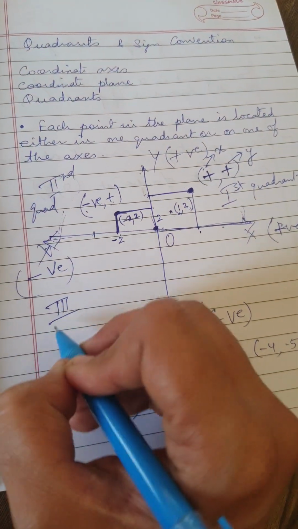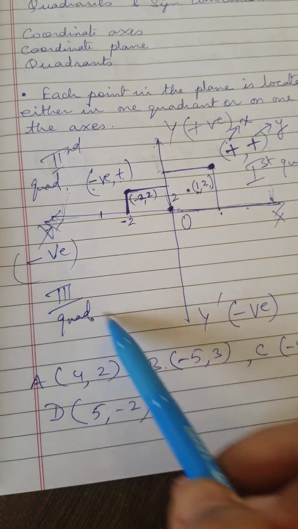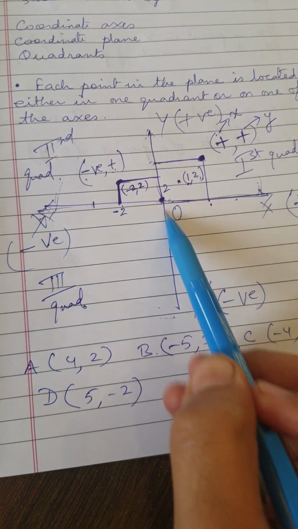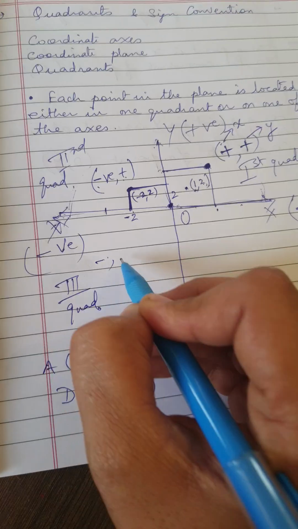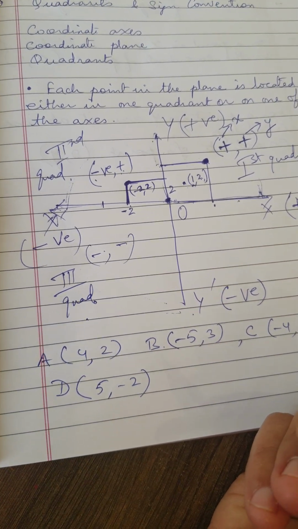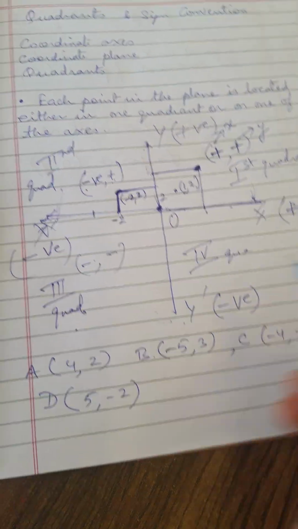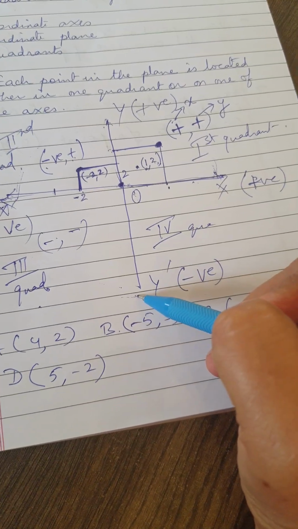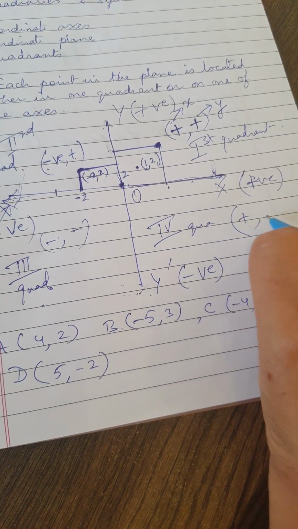Coming to our third quadrant, here you can see that all the points in this quadrant lie under two axes, which are negative x and negative y. So all the points which have negative x and negative y will come under this third quadrant. Okay? And similarly, our fourth quadrant lies under positive x and negative y. So all the points which come under this quadrant will have a positive x and negative y.